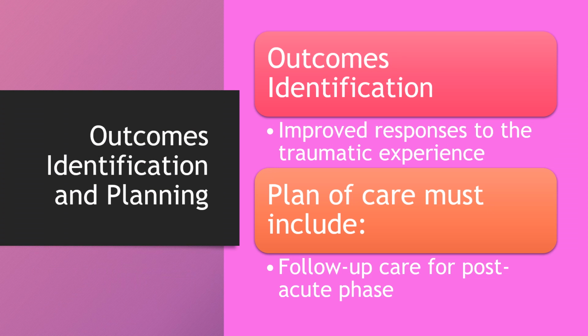Overall, the expected outcome for victims of sexual assault, rape, or rape trauma responses include improved response to that traumatic experience. The plan of care must include follow-up care for the post-acute phase. Improvement may be indicated prior to leaving acute care settings, which would include verbalizing details of the experience. Maybe they're expressing their feelings, understanding the common responses to assault, identifying a short-term plan to deal with the immediate situation, and connecting with a community-based rape victim advocate.